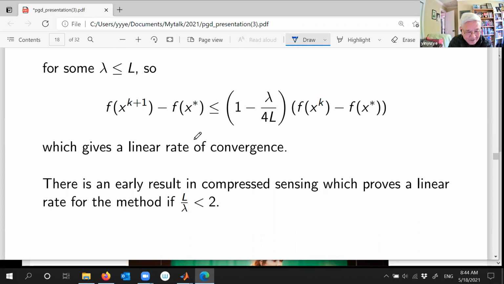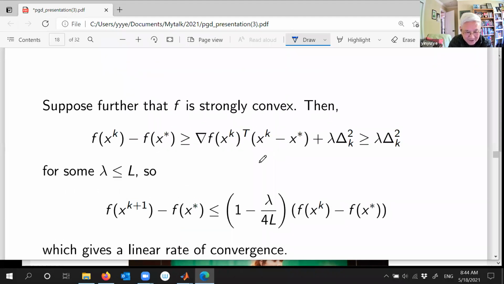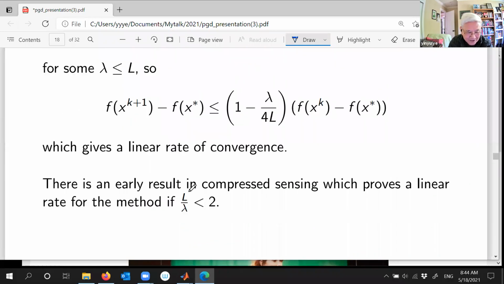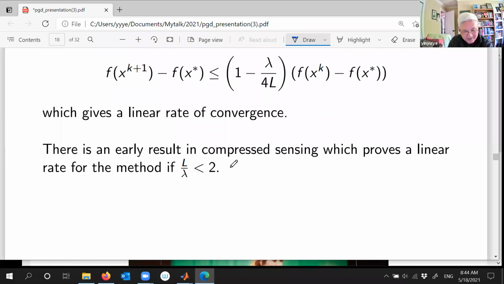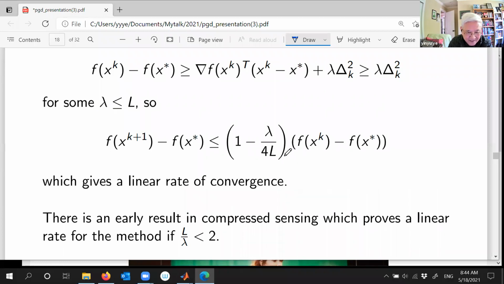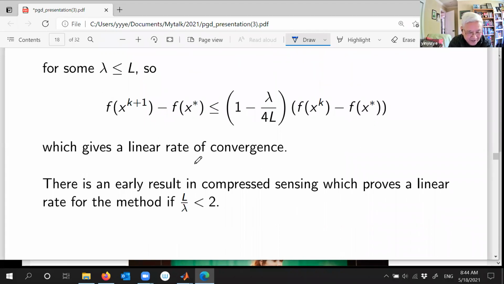Okay, there were also some references in the compressed sensing literature. They prove it possesses some kind of linear convergence only when L divided by gamma, which is the convergence ratio of this one, is less than 2, because of some special structure in the technique they used in the proof. But here you can see, as long as gamma and L are bounded, you have this so-called linear convergence rate.